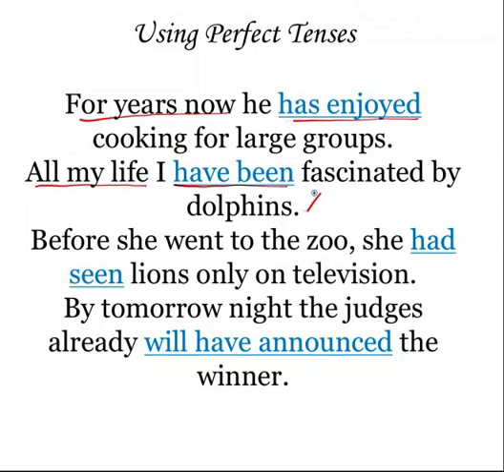Before she went to the zoo, she had seen lions only on television. Your clue here was went. We're talking about an event that happened before a past event. So, past of the past, past perfect, had seen. By tomorrow night, the judges already will have announced the winner. Again, your clue here was by tomorrow night. We're talking about an event that will be completed as of a future point, so we use the future perfect, will have announced.